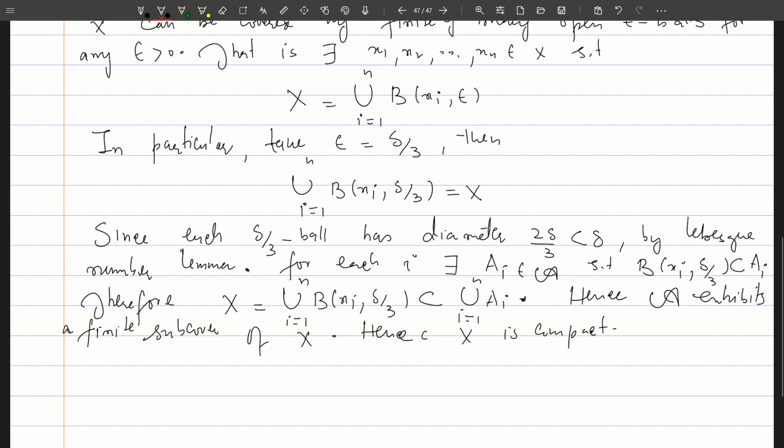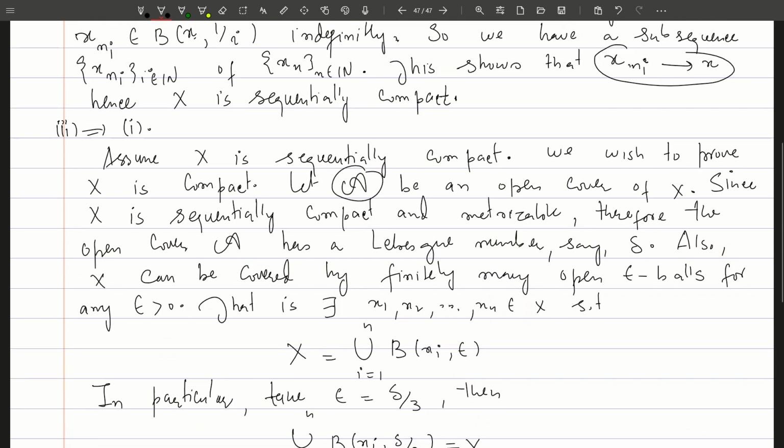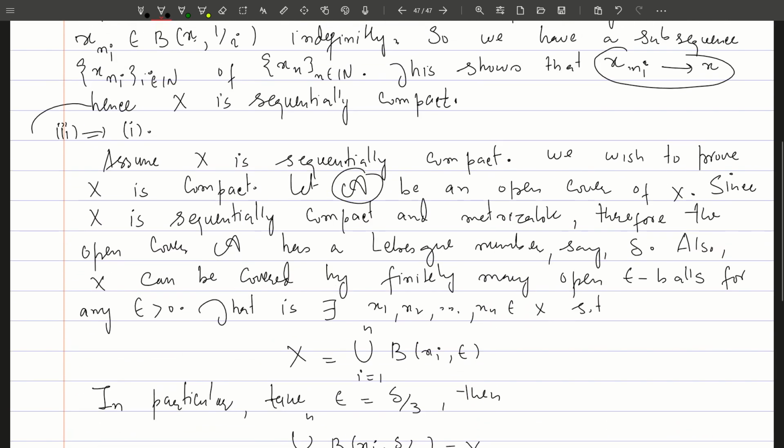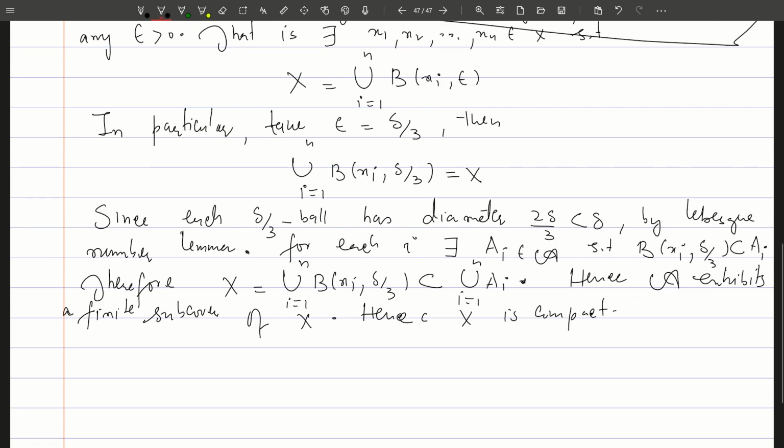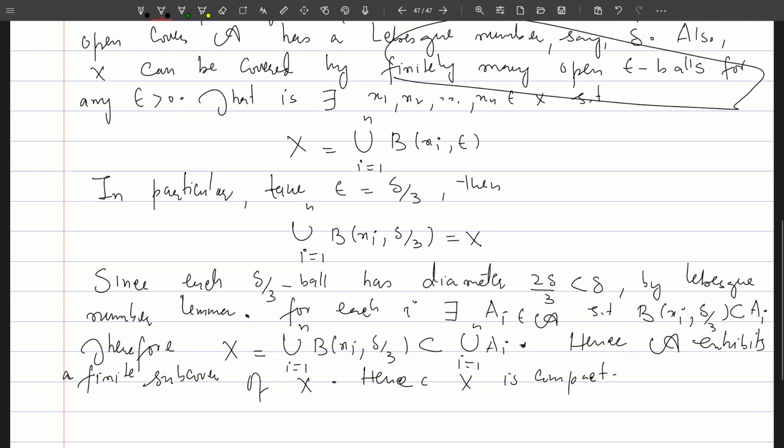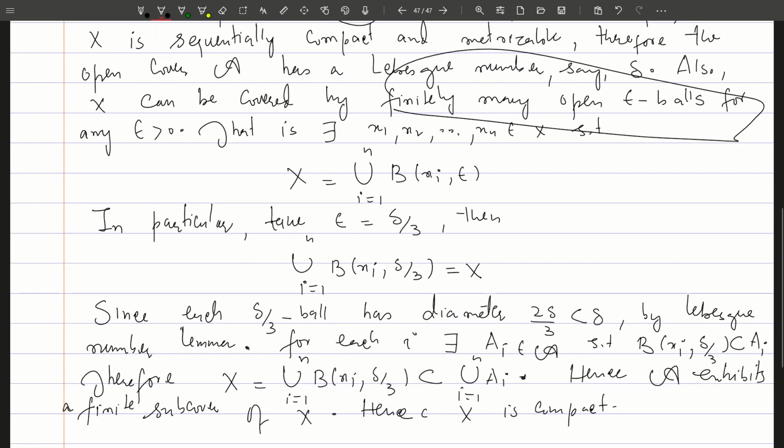Now one can note here, to prove third implies first, we use two lemmas. One lemma is that if the space X is sequentially compact and metrizable, then X can be covered by finitely many epsilon balls. And the other is the fact that if X is sequentially compact and metrizable, then any open cover A has a Lebesgue number.